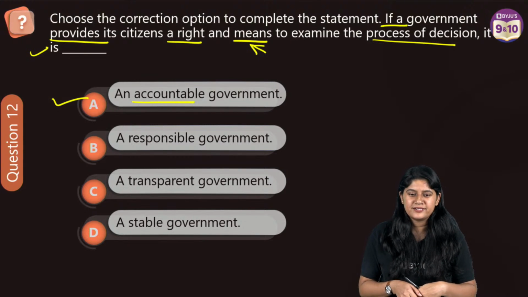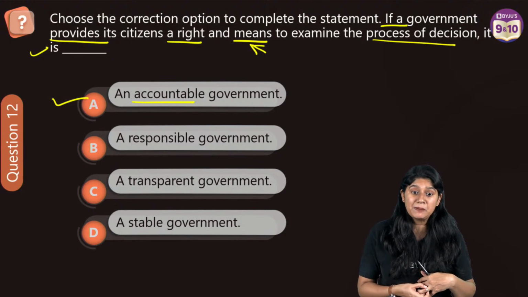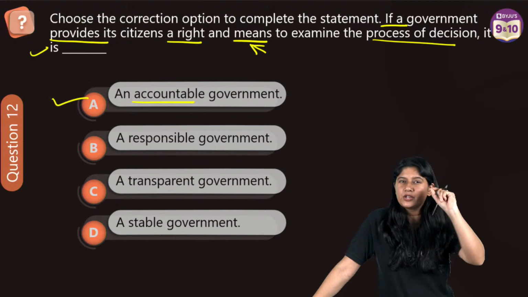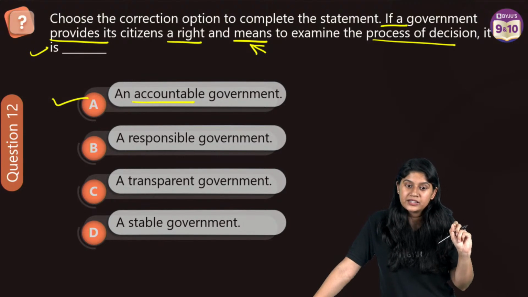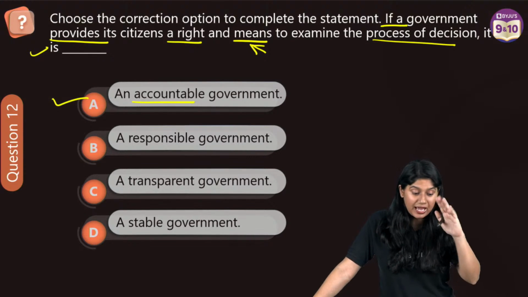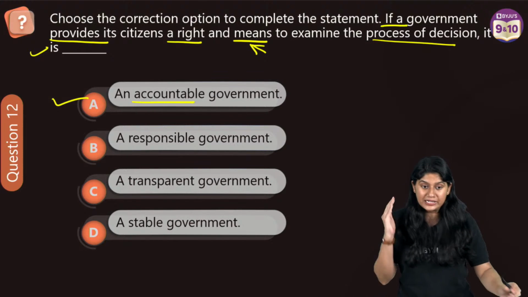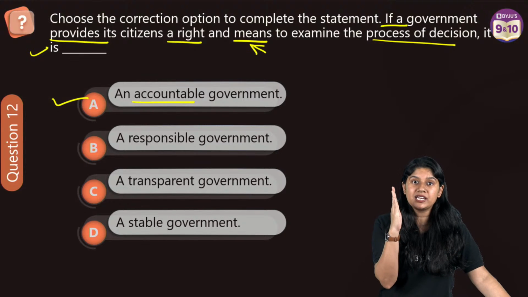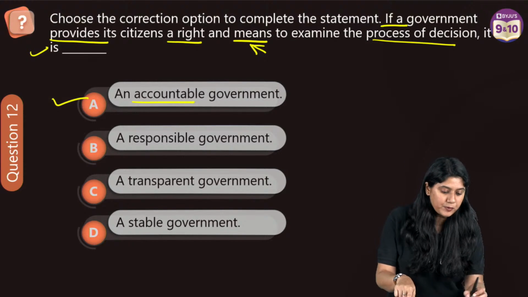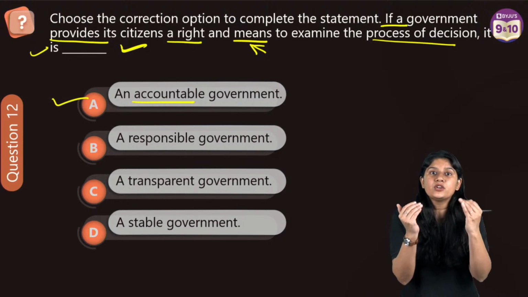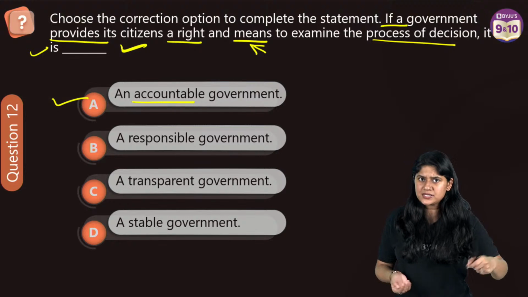Yes? Okay. Ma'am, but people have a right to examine the process, which is transparent. But again, which government will be giving you the chance to examine the process also? Right? Clear? I know that you have a confusion between the transparent and the accountable government, but if you read the chapter, and if you take a look at the question itself, it is focusing more towards the accountable government. See, the government provides the citizen a right, and now the means to examine the process. Basically, they are giving you the right also to examine the whole process.